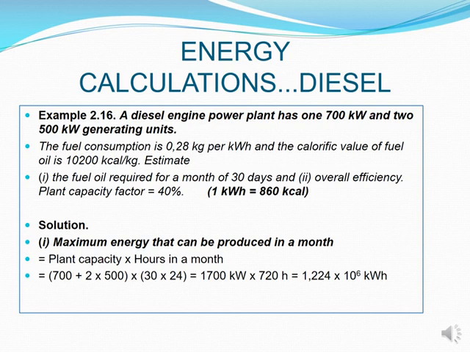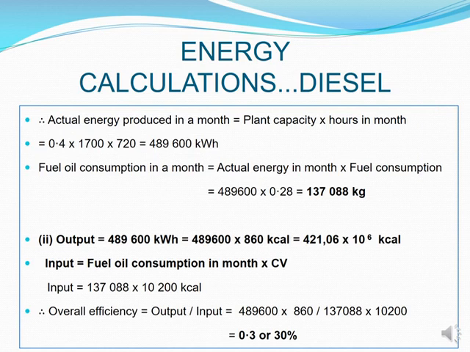So for your solution here, the maximum energy that can be produced in a month is going to be your plant capacity times your hours in a month. Your plant capacity is that 700 plus your two 500s, which equals 1,700 kilowatts. Then your number of hours in a month is your 30 days multiplied by the 24 hours in a day, and that gives you 720 hours. That combination will give you 1.224 times 10 to the 6 kilowatt hour.